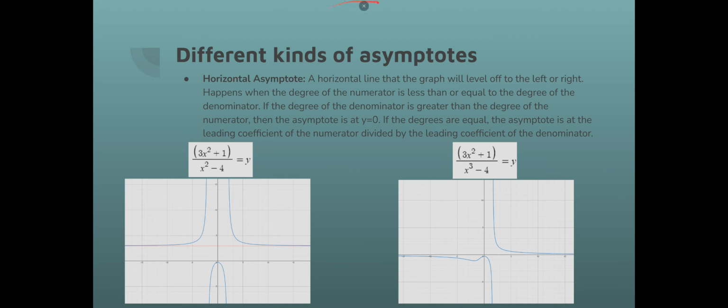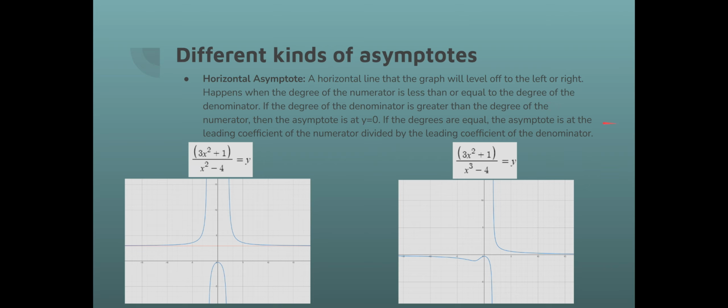A horizontal asymptote is just a line that the graph will level off to the left or the right. It happens when the degree of the numerator is less than or equal to the degree of the denominator. If the degree of the denominator is greater than the degree of the numerator, then the asymptote is always at y equals 0. See this one right here? The denominator is greater than the numerator, so it's just at y equals 0.